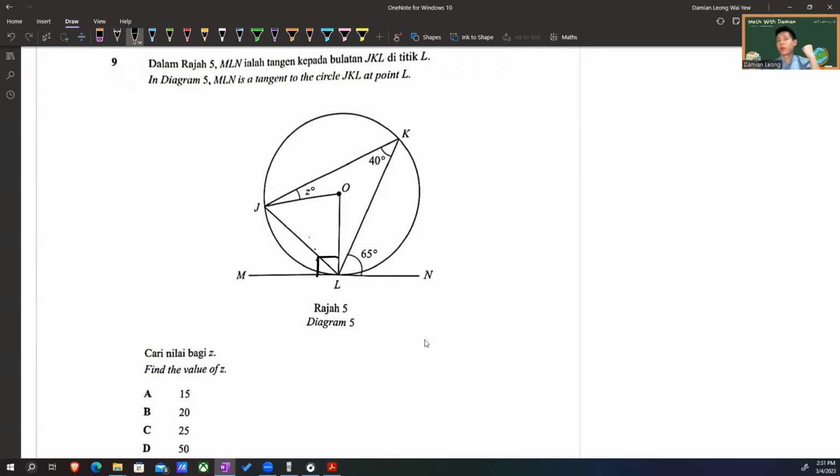There is more than one way of doing this. One is, I find here first, then find this. I have this, use quadrilateral. I can also find here. Actually, this and this is the same, but it doesn't mean Z and this is the same.